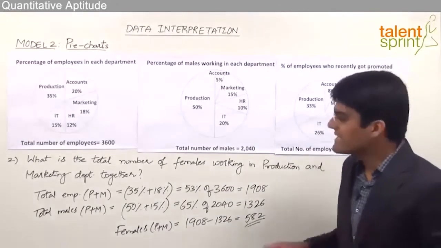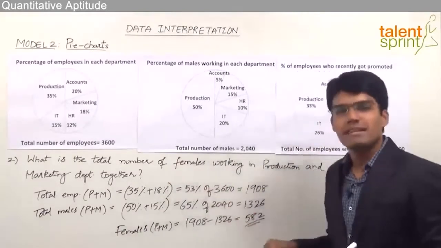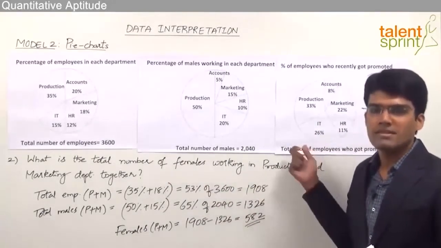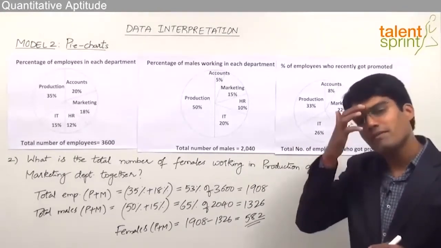So this is how we can save some time by avoiding the individual calculations and getting the answer directly from the total employees in both the departments and the total male employees in both the departments. And you should be able to understand this and apply wherever possible.